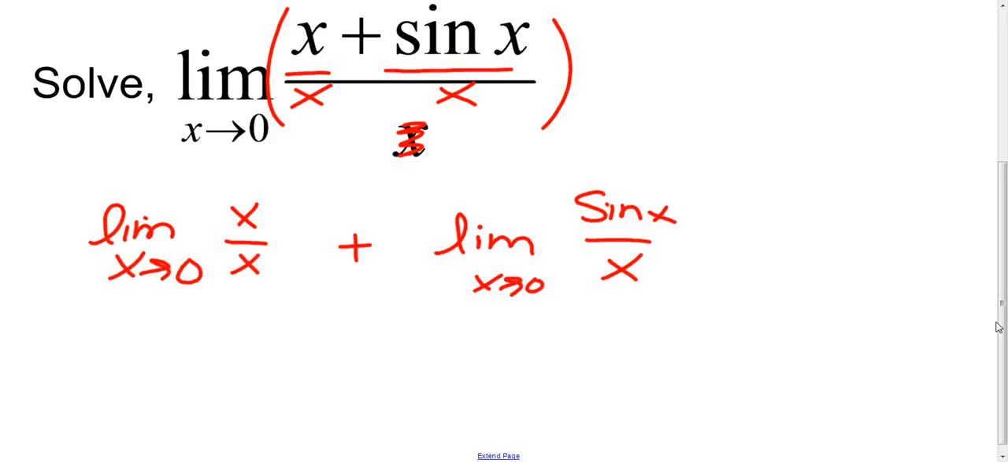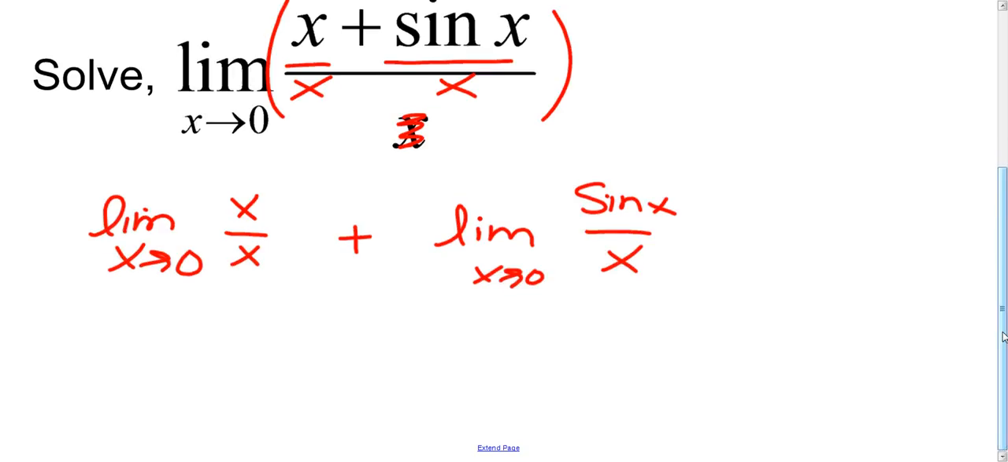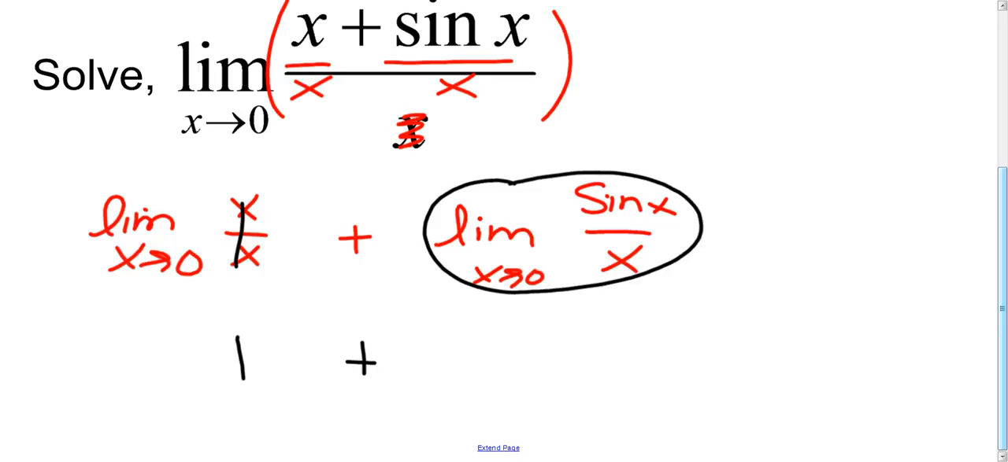Okay? So here's the deal. X over x is just 1. So the limit as x approaches 0, I don't even have a number to plug in for 0. So this is just 1. Over here, I gave you this at the beginning of the problem. I told you that the limit as x approaches 0 of sine x over x is 1. And so the answer to this problem is 1 plus 1, which is 2.